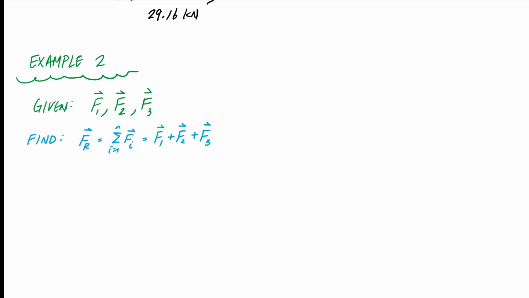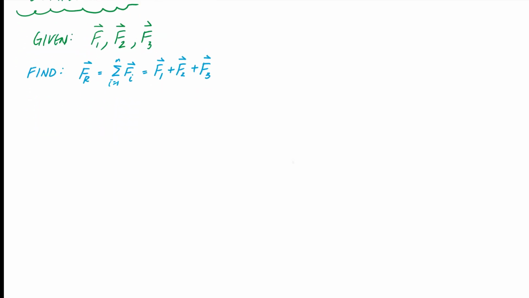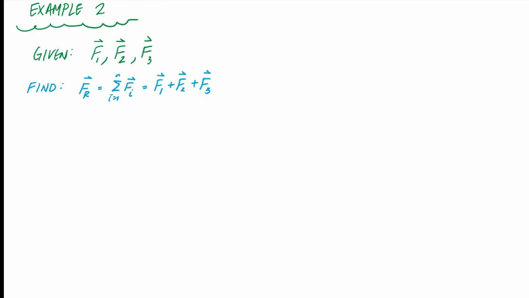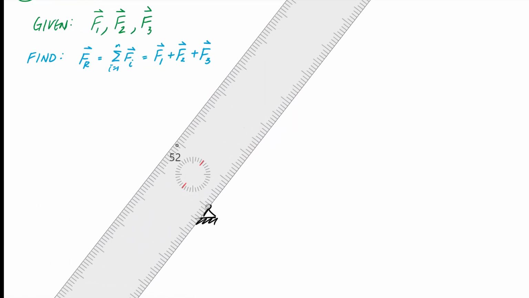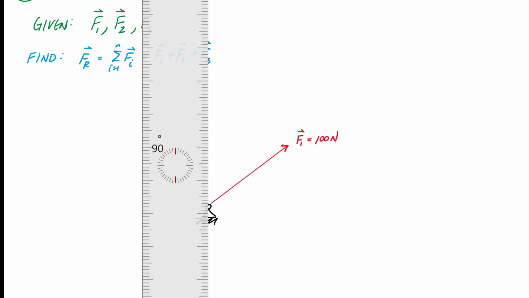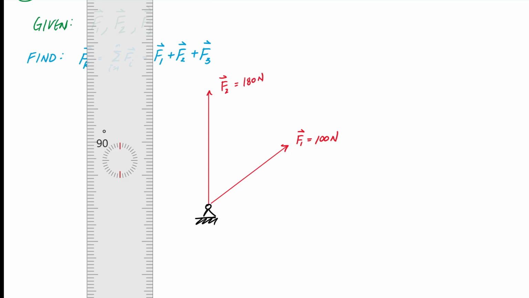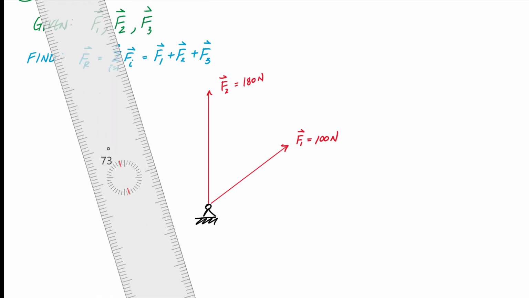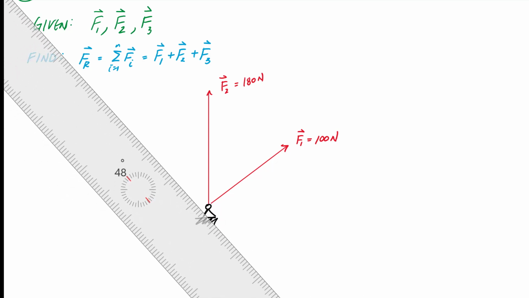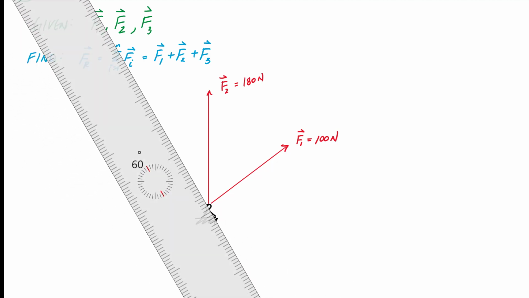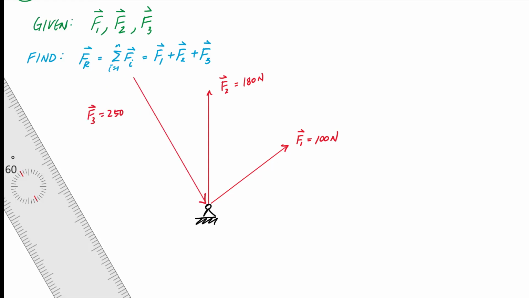Alright, let's try another example, this time with three forces, and I want to find the resultant, which is the sum of all the forces that are applied here. I've got this concurrent force system. This is what it looks like. Acting on this pin, I've got a force of 100 newtons. I've got F2, which is pointing straight up, 180 newtons, and F3, which is pointing down and to the right at an angle of 60 degrees from the horizontal. Whoa, that's pretty steep. 250 newtons.